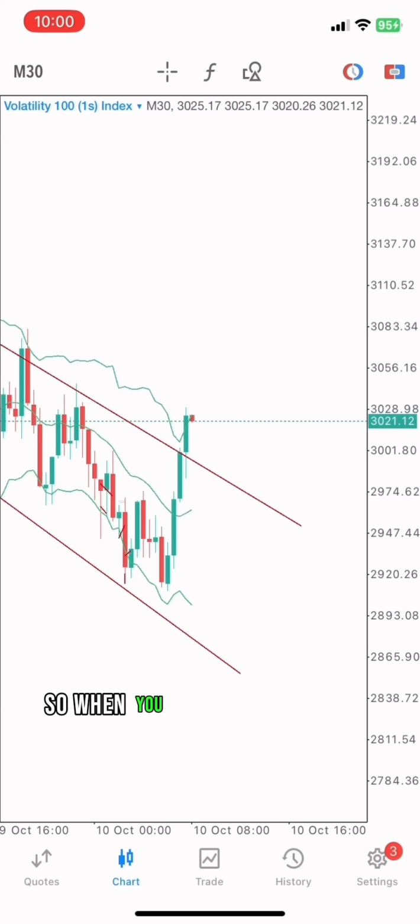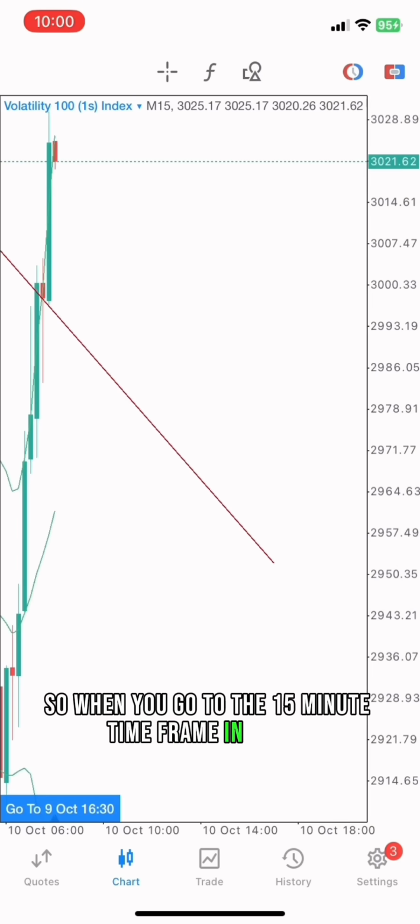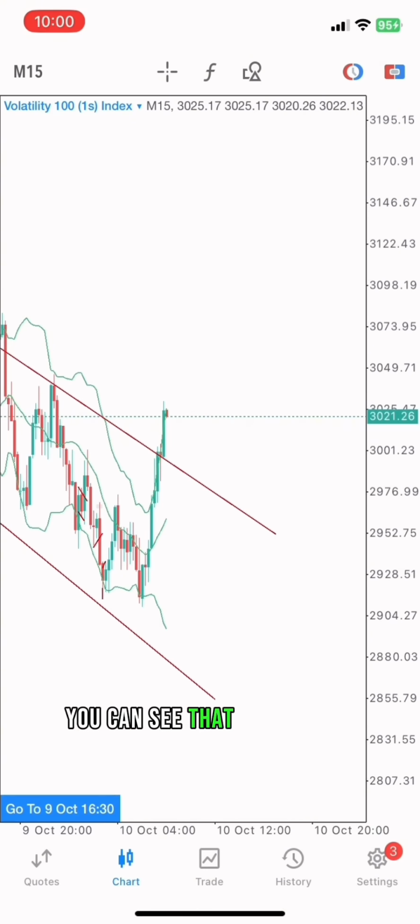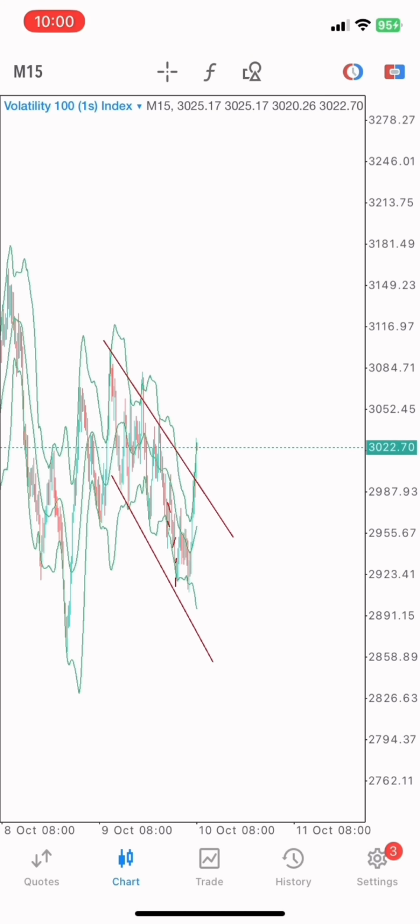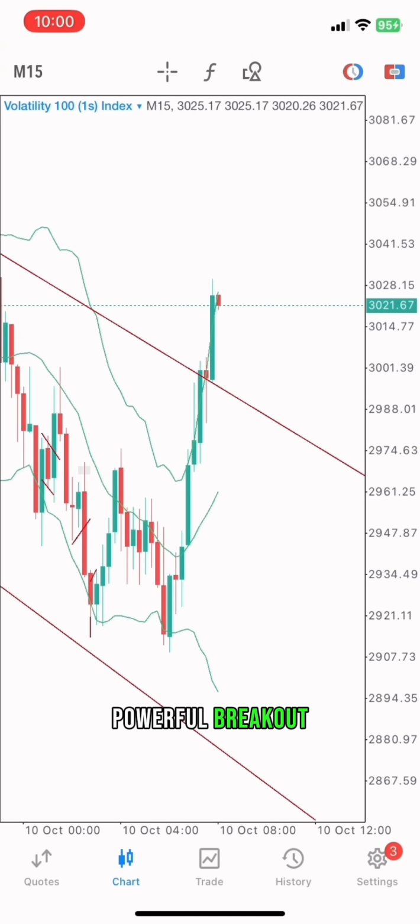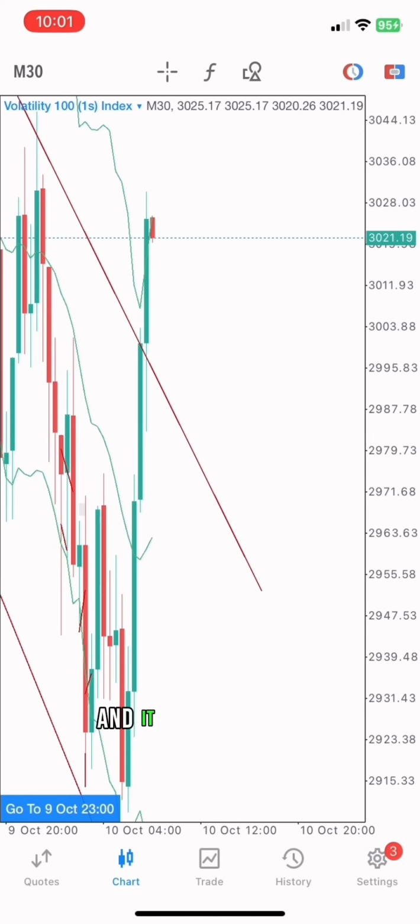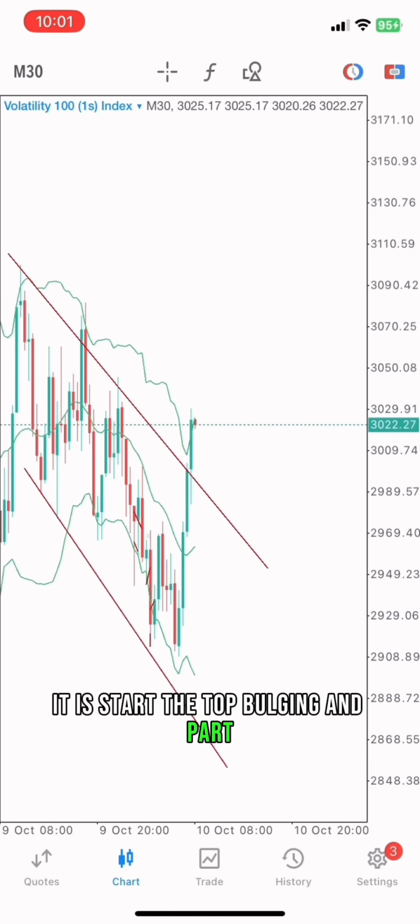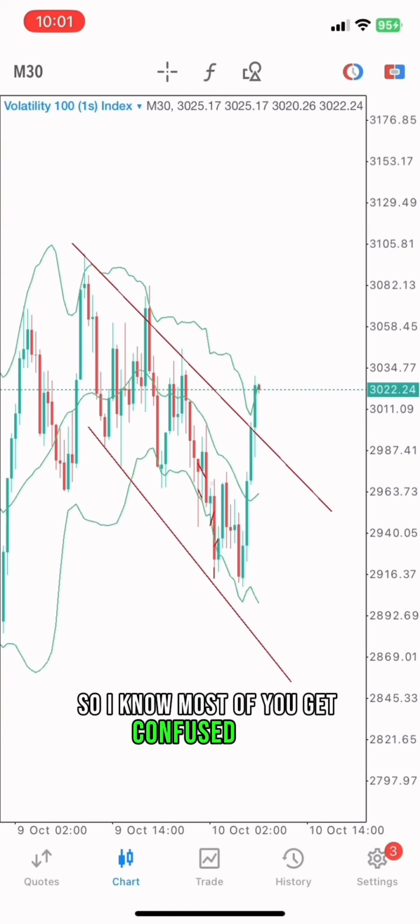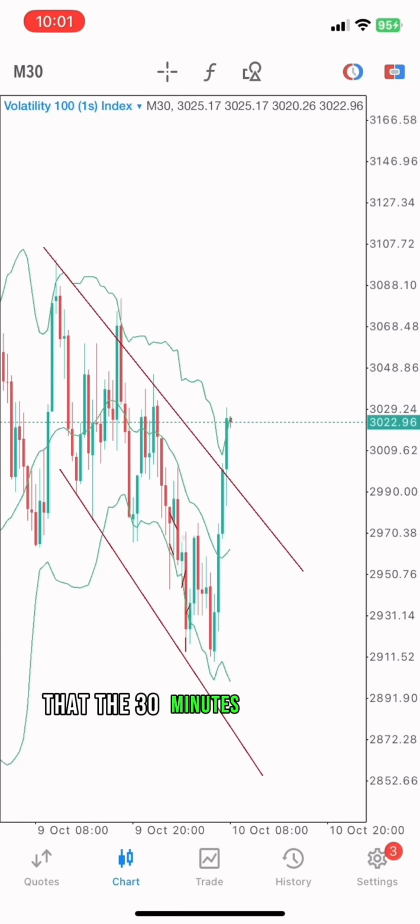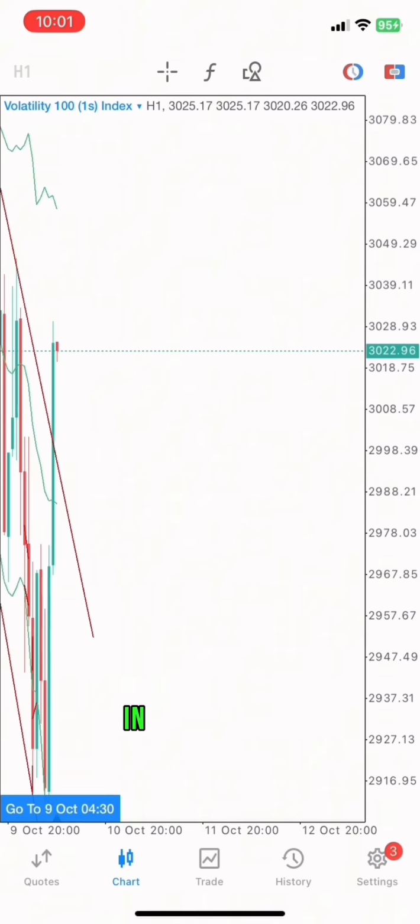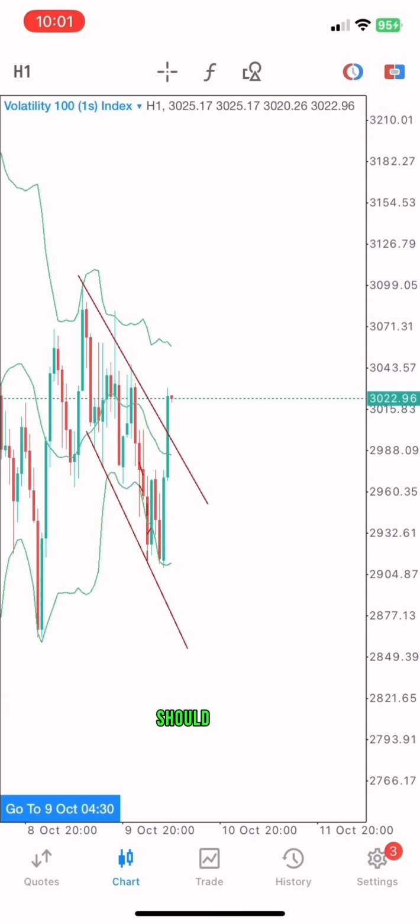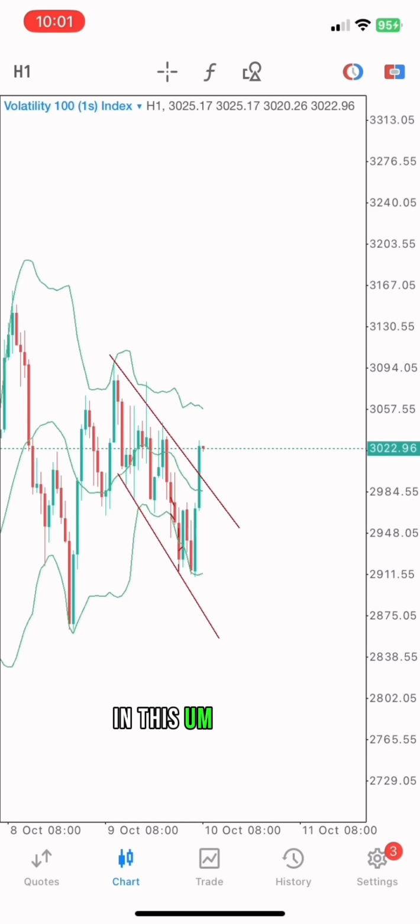So when you go to the 15-minute time frame, in the 30, you can see that it has made a powerful breakout and it's about to retest. In the 30-minute time frame, it has touched the top Bollinger Band part. I know most of you get confused here that the 30 minutes has touched the top Bollinger Band part in the 1 hour. So should I sell, should I buy? In this scenario, you will always sell.